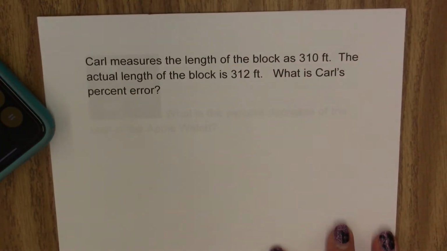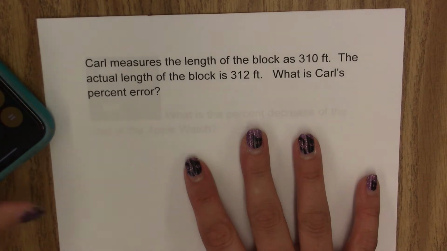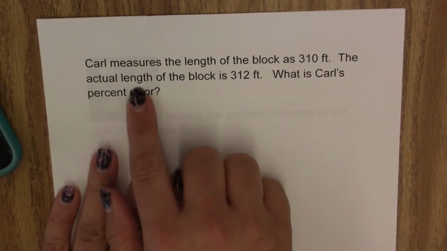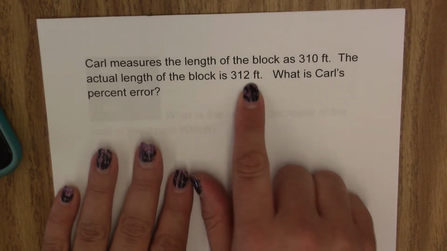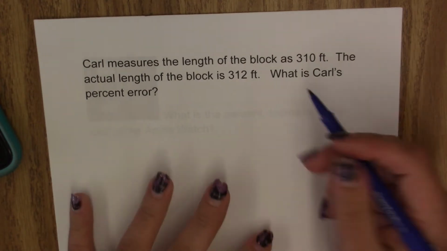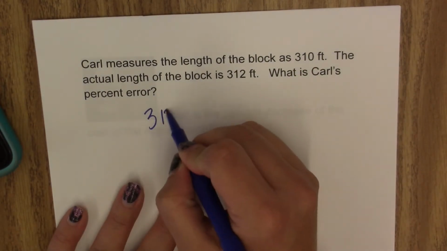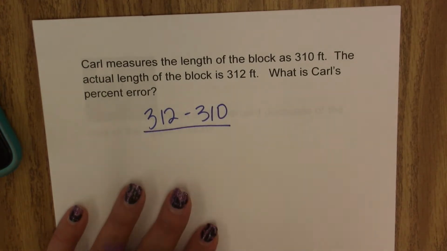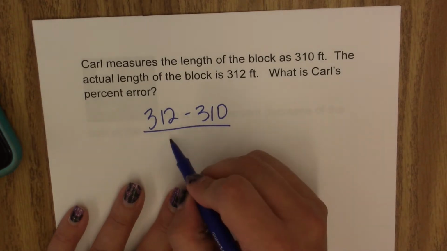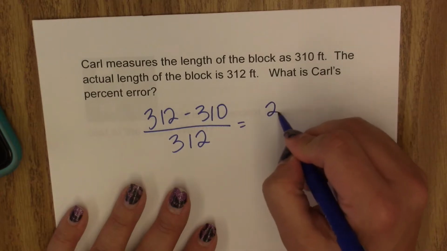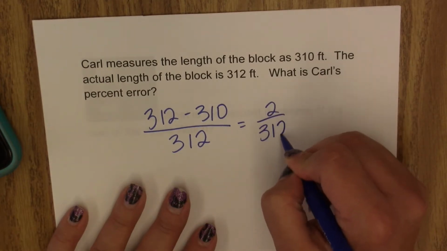Okay, let's look at our next question. All right, Carl measures the length of the block as 310 feet. The actual length of the block is 312 feet. What is Carl's percent error? So for this one, we're going to find the difference in the two measurements. So 312 minus 310. And then we're going to divide it by the actual measurement, so what it is supposed to be. So in this case, 312. All right, when we subtract, we get 2 over 312.